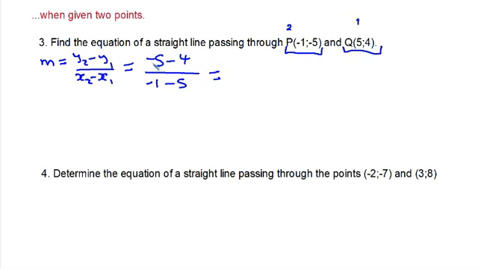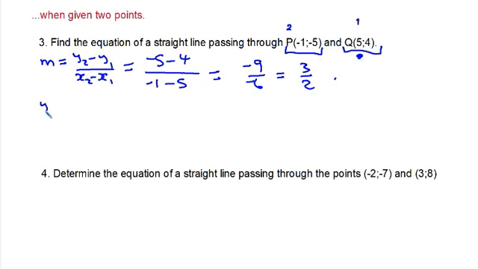So this is equal to, this one gives us negative 9 over negative 6. So this is going to be equal to, negative divided by negative is positive. 3 goes into this one 3 times, into this one 2 times. So this is my gradient. Then you choose any one of these 2 points to substitute. I'm going to choose this one here.